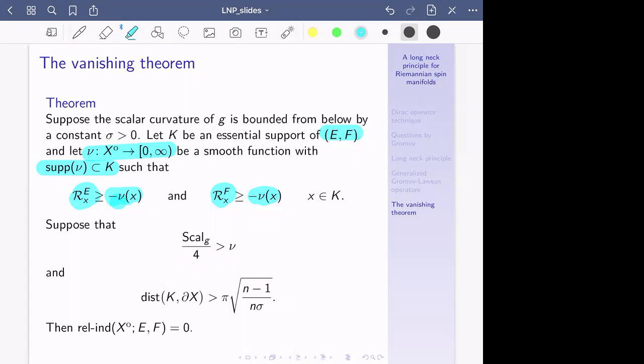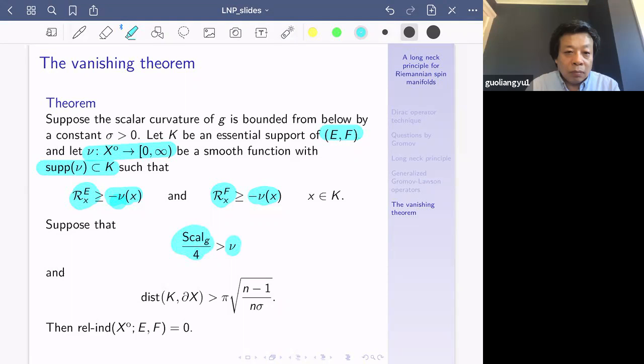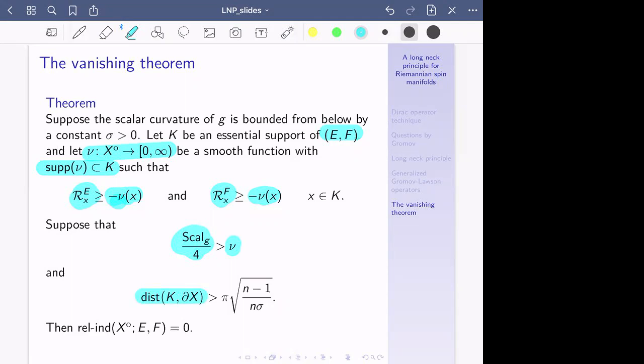Moreover, suppose that scal_g over 4 is greater than nu, and that the distance between the essential support and the boundary is greater than pi times the square root of (m minus 1) over (n sigma), then the relative index is going to be equal to 0. Of course, actually, by the index theorem, what we actually prove is that under these conditions, the generalized Gromov-Lawson operator is going to be uniformly positive.